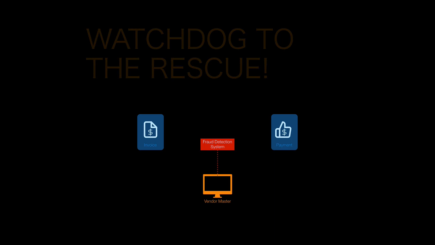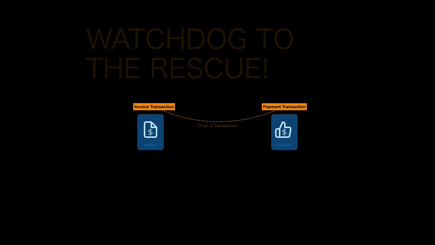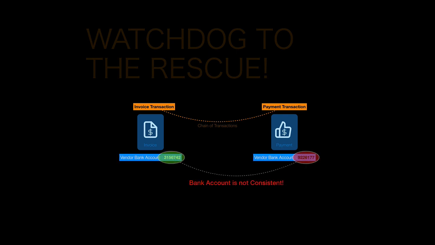When the invoice was entered and payment generated, were bank accounts consistent? Monitoring of access to the vendor master is not relevant. If the bank account number value in the invoice transaction and payment transaction are different, the platform creates an actionable alert. In one sweep, all false positives are stopped, and all false negatives are caught.